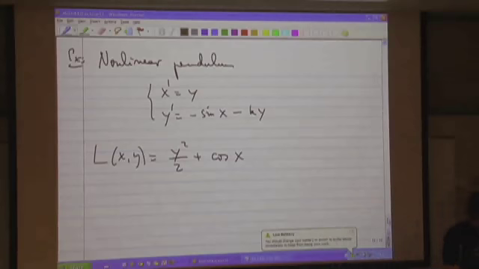Okay. So I'll leave it as an exercise to show that this function is a Lyapunov function. So how do you show that it's a Lyapunov function?